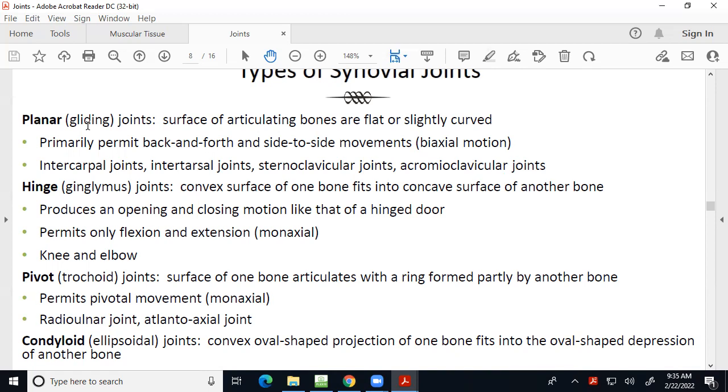Okay, sternoclavicular and acromioclavicular, we talked about those in our last lecture. Remember, the sternoclavicular is the connection between the sternum and the clavicle, and then the AC, acromioclavicular, is between the acromion of the scapula and the clavicle.